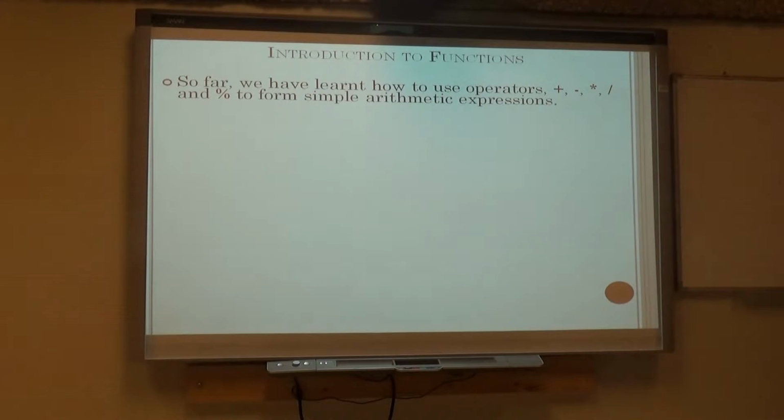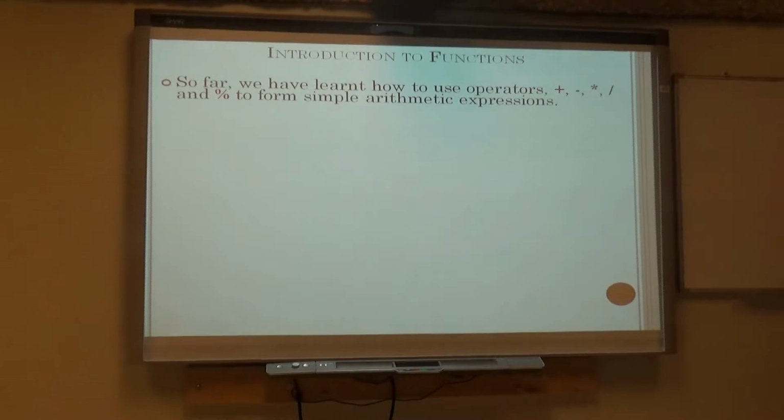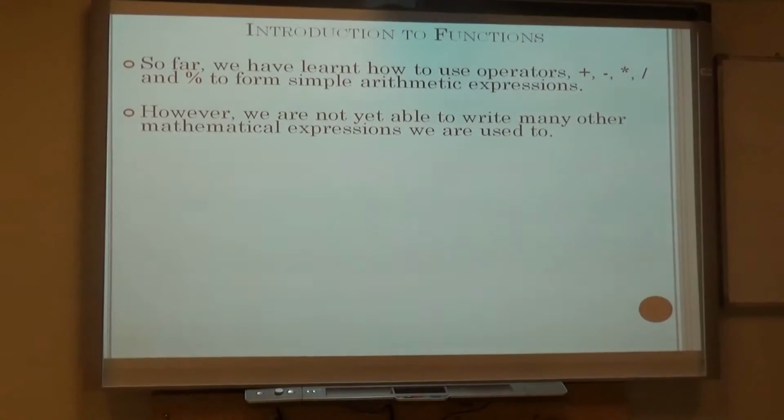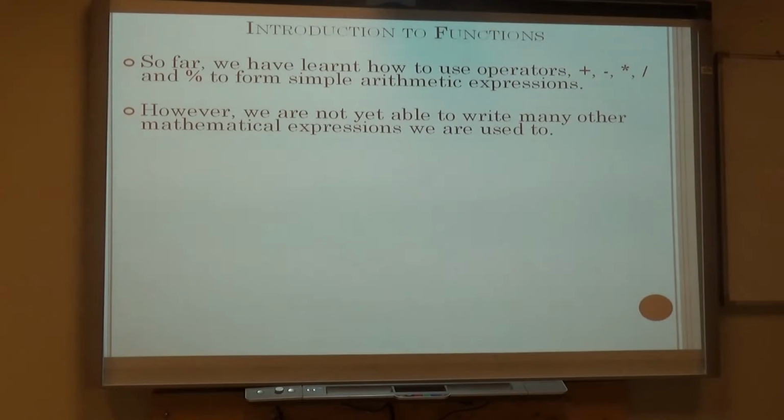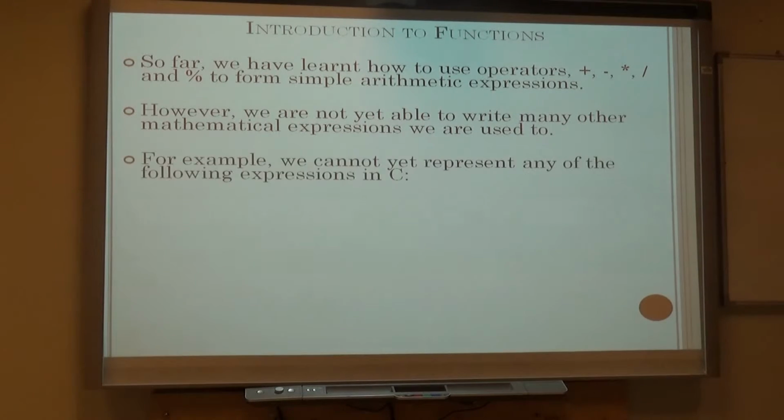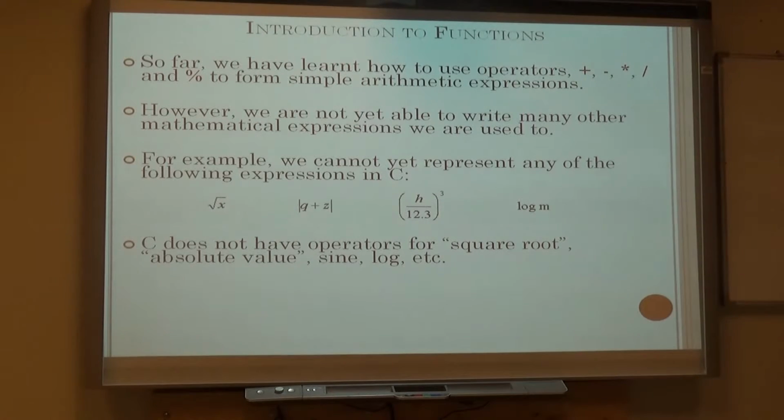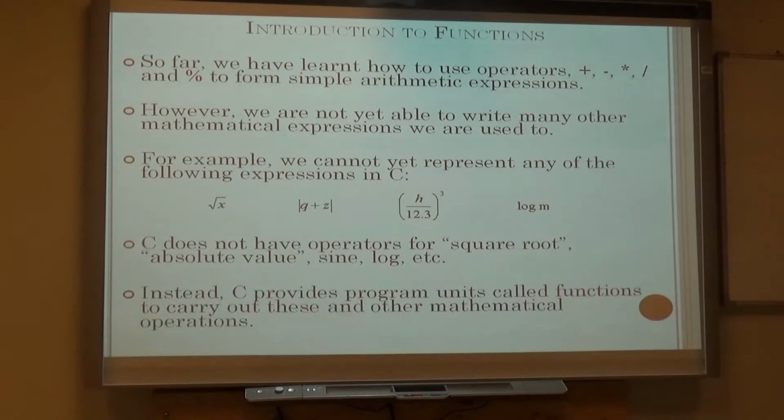So far we have learned how to use operators, how to use the percent for input formatting, and how to use simple arithmetic functions also. However, we are not able to write full mathematical functions until we start using them in fully working code. For example, we cannot yet represent any of the following expressions in C programming: the square root, the absolute value, a ratio with the power, or the logarithm of a specific number. So C programming doesn't have any operators to perform square rooting, or give you the absolute value, or get you the sine or a log, or something like that.